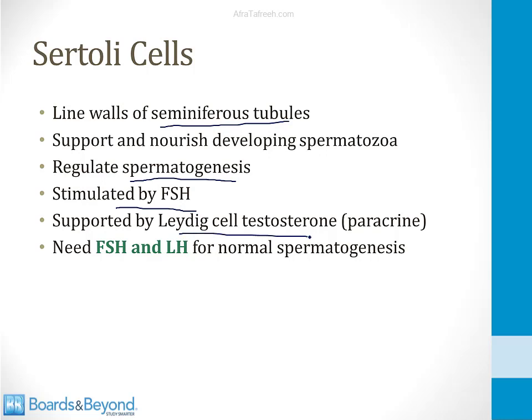The Leydig cells are very close to the Sertoli cells, so they release testosterone, which acts as a paracrine, meaning a hormone that acts on a nearby cell without traveling through the bloodstream. And the Leydig cells, as you may know, are stimulated by luteinizing hormone. So what this means is you need both follicle-stimulating hormone and luteinizing hormone for normal spermatogenesis to occur in the male.